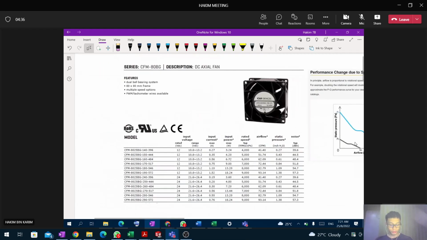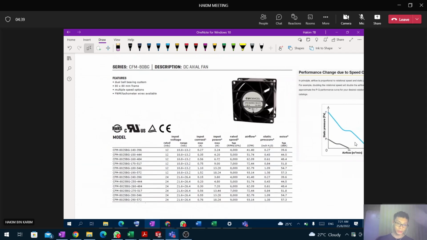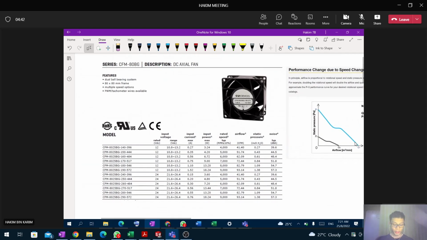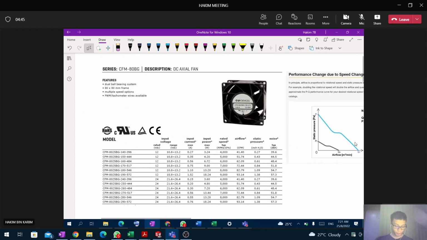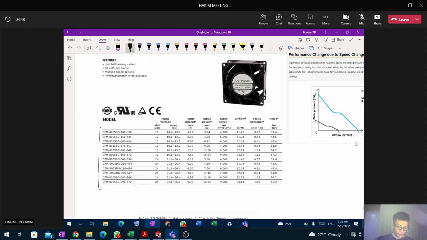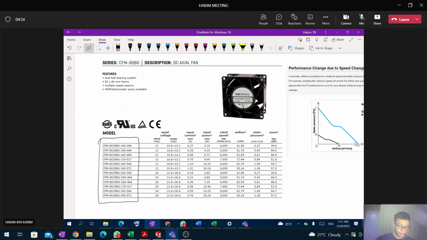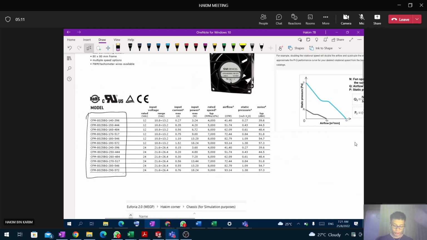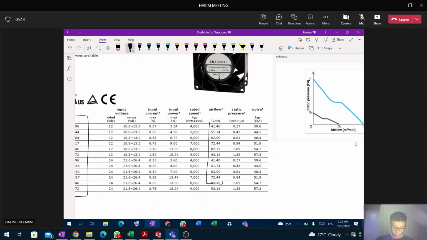Okay, all right. What you see here is a technical datasheet, and I've just realized that you see all the fans here, right? This is actually called a series. They are actually the same series, which is CFM 80BG. And this is something important. I just realized it. All of these fans in this series actually have the same specification. I'll try to explain more on this.